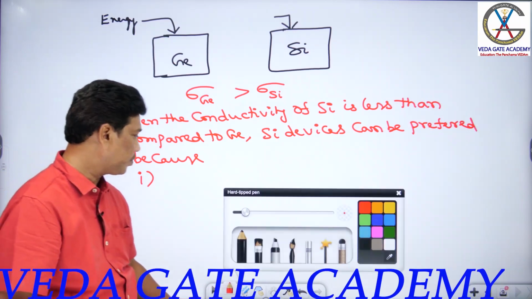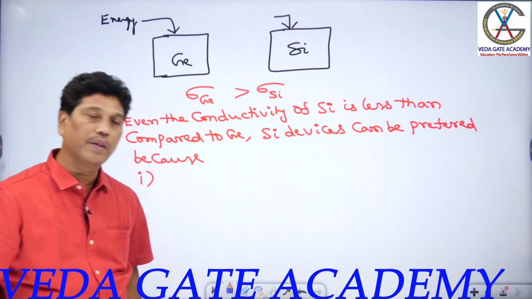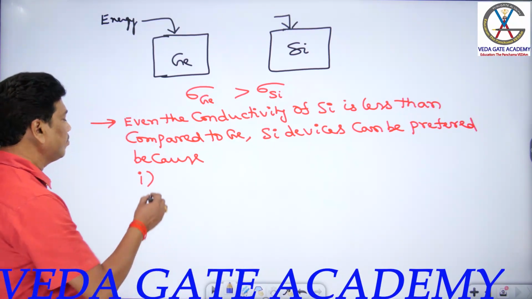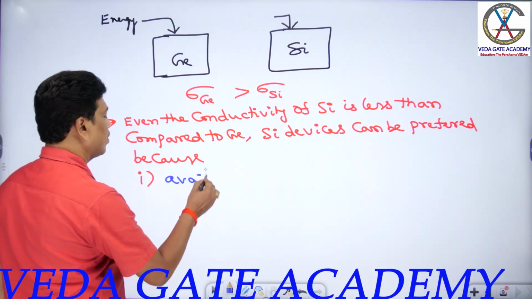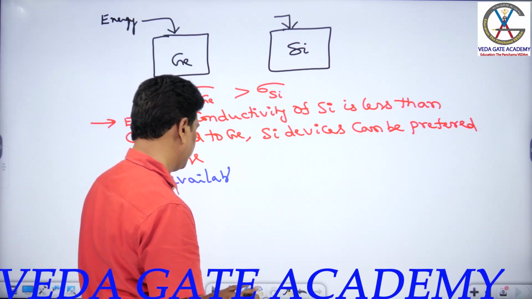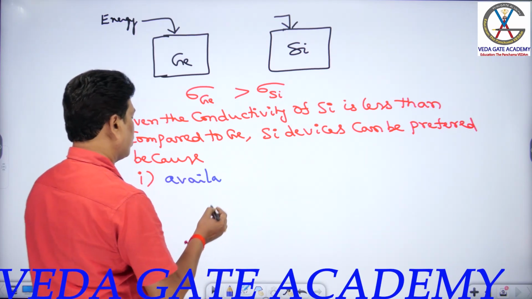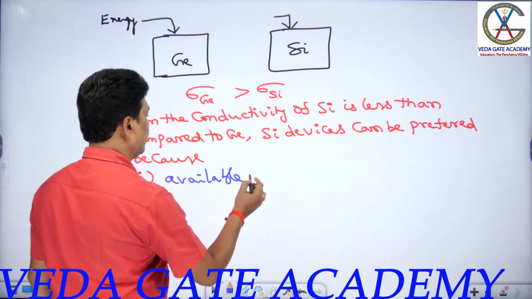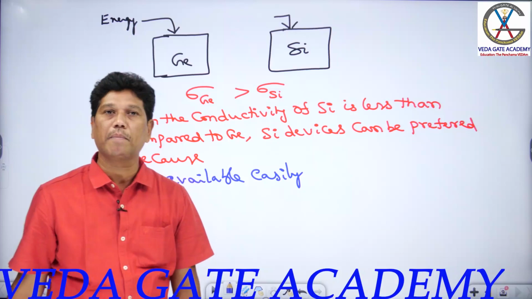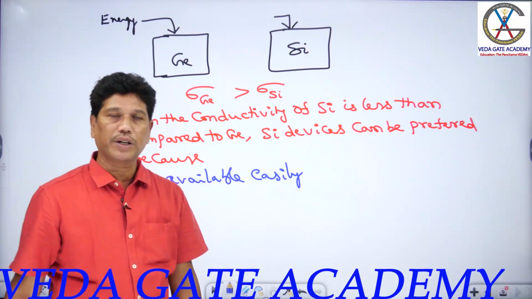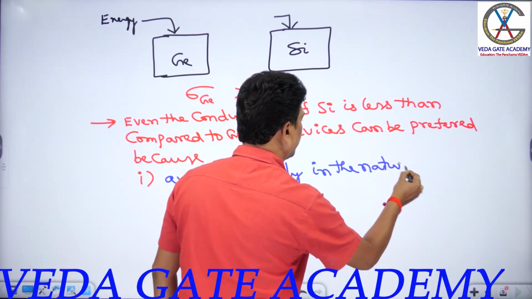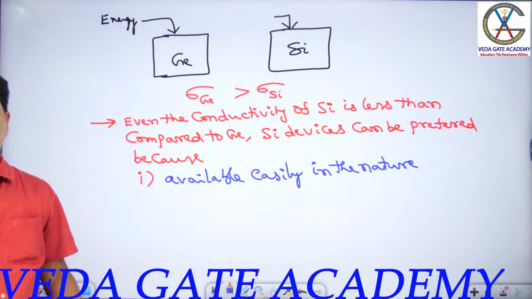First, if I compare silicon and germanium, which is available very freely and easily in nature? Silicon. It should be available freely and easily in nature compared to germanium. That is abundant, you can call it. So the first one is a general thing: it is available very freely or easily in nature.